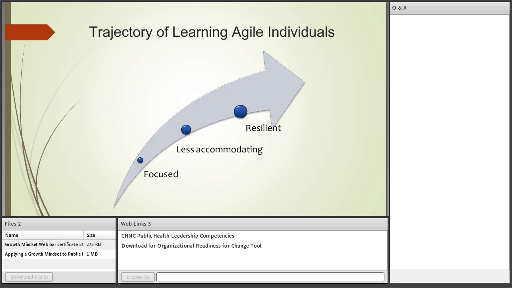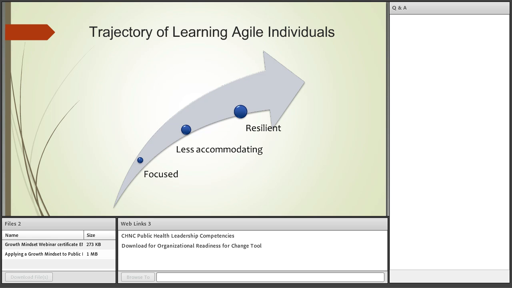So what does focus mean? Focus really means that when you look at a learning agile individual, they're very organized, they're driven, and they have a method to their madness. They're very particular about how they do things and how they learn from the way they do things. And they're continually refining and polishing themselves.